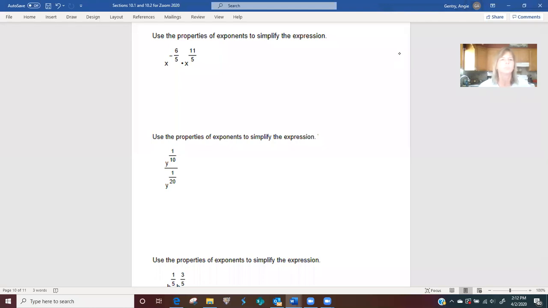Okay, let's look at this one. You can do this one 2 ways. Well, it says use the properties of exponents. So if it tells me that, I'm going to go ahead and go for that. When you're multiplying and you have the like base, you add your exponents. So this would be using the product rule. -6 plus 11 is 5, which is x to the first, which is x.